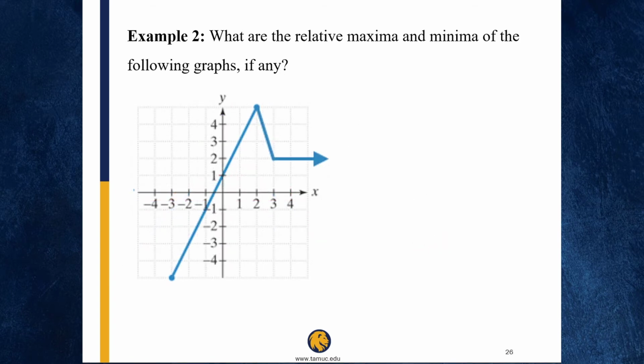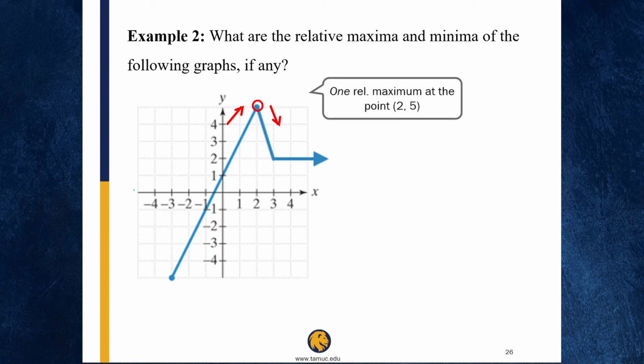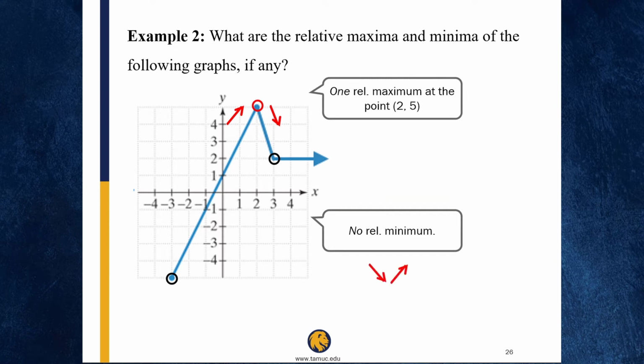For this graph, I want you to take a look at it and see if you notice which points would be relative maximums or minimums, if any are actually here. In this case, there is one point where it goes right up to the point and comes right back down. So there'll be one relative maximum at the point (2, 5). On the other hand, there are 2 points where it goes down to, but they are not relative minimums because it does not go down to the point and come right back up. So neither of those points make the shape required to call them relative minimum points. So we have one relative maximum and no relative minimum.